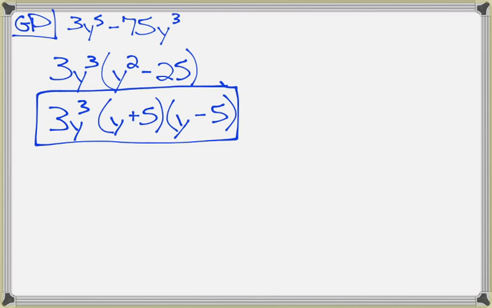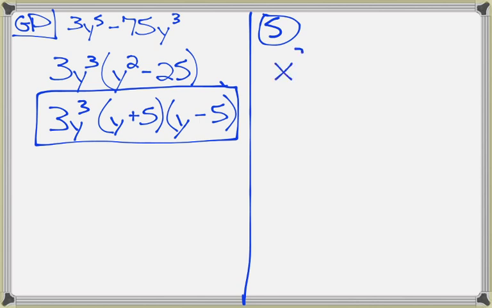Okay, so that is guided practice number 2, and then the other one before that, we have 2 more, is number 5. So guided practice number 5 was x cubed minus 7x squared minus 9x minus 63. All right, so if you were looking at that and I ask you, what do they all have in common?